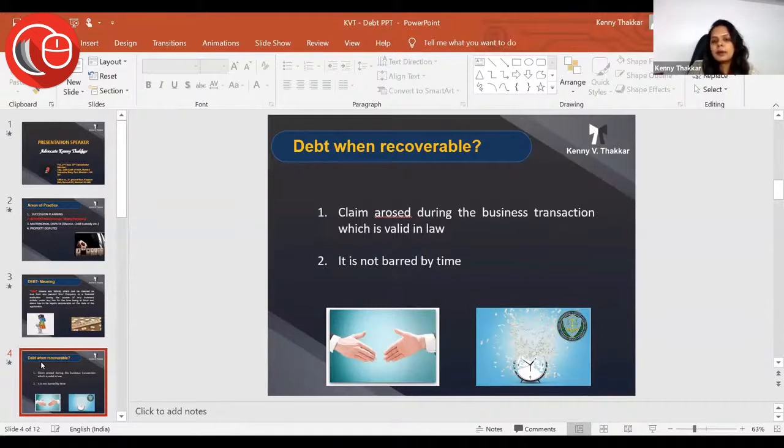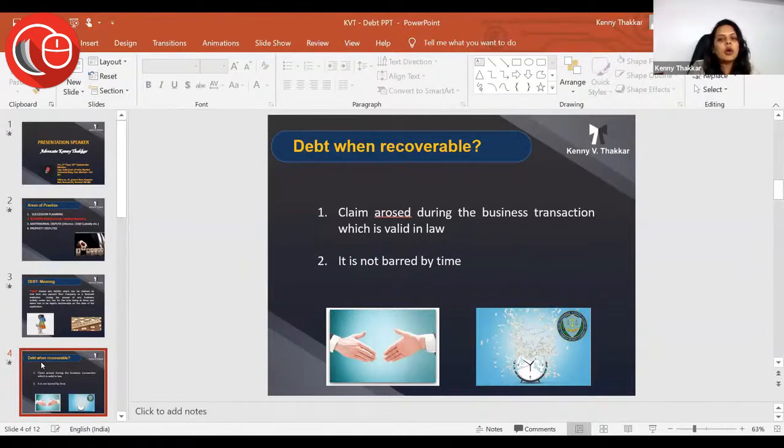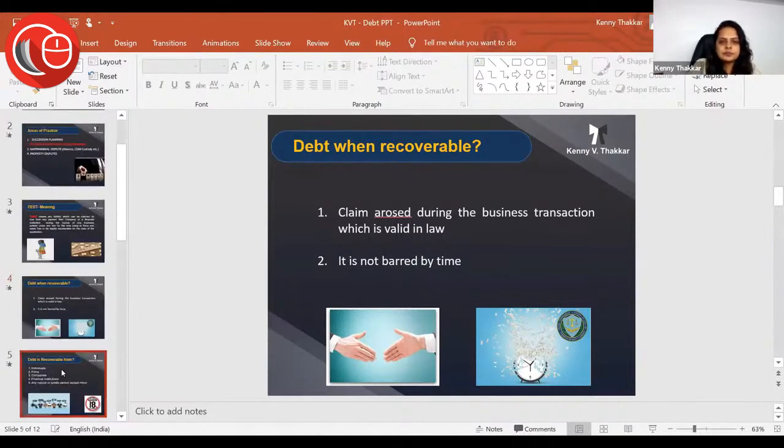Second thing is, it should not be barred by time. There is an act called the Limitation Act. If you want to recover your debt, there is a time frame within which it must be claimed, and the laws clearly say by what time which debt is recoverable. The transaction has to fall within that period of time. Suppose today I give money, I sleep on it for 10 or 12 good years, and then one fine day I wake up and say I have to recover the money from you. You cannot recover it that way. It has to legally fall within the limitation.